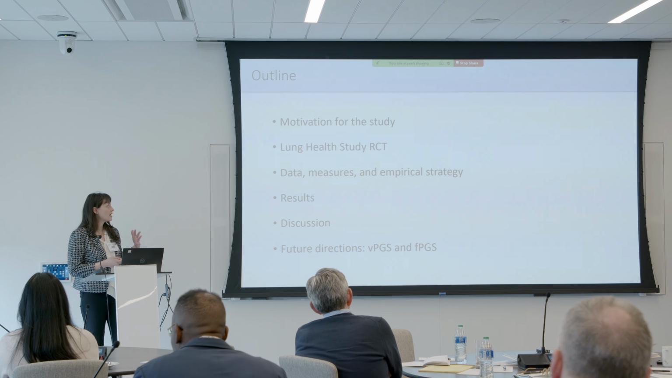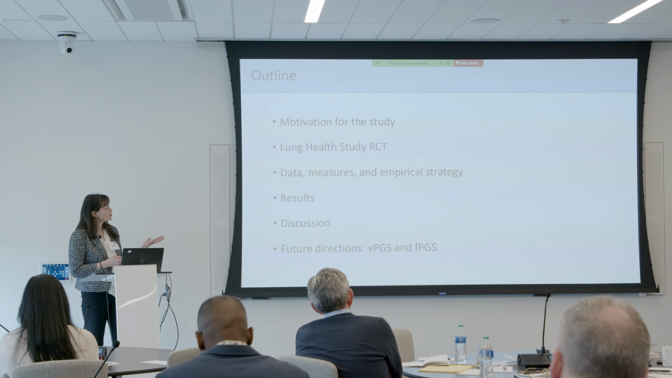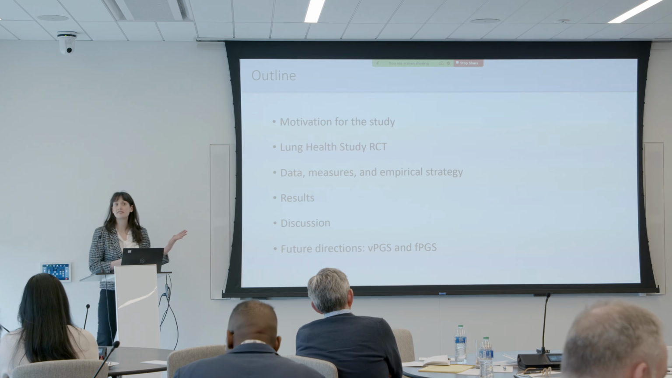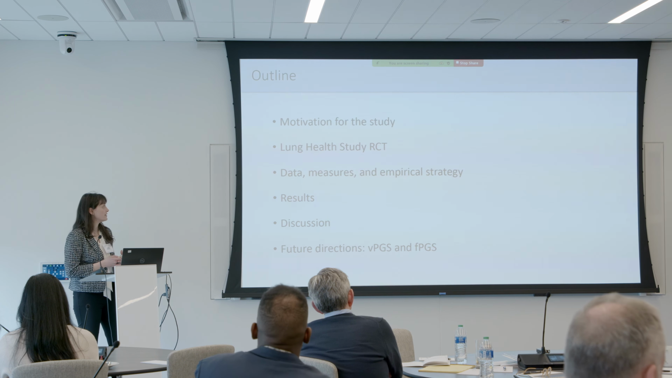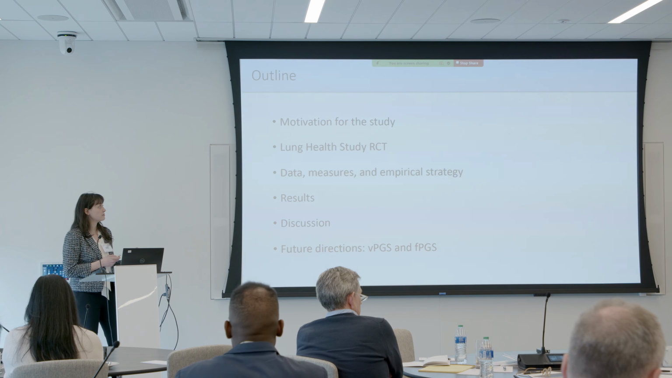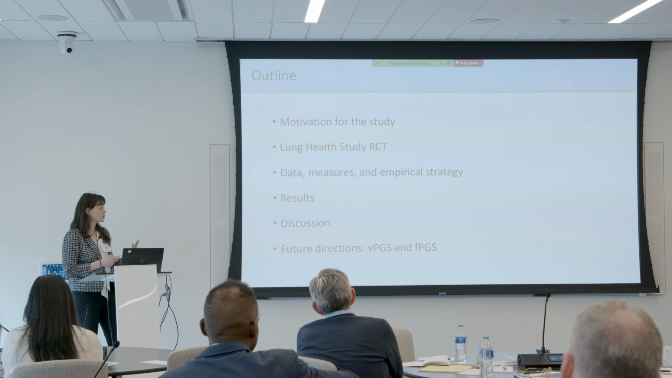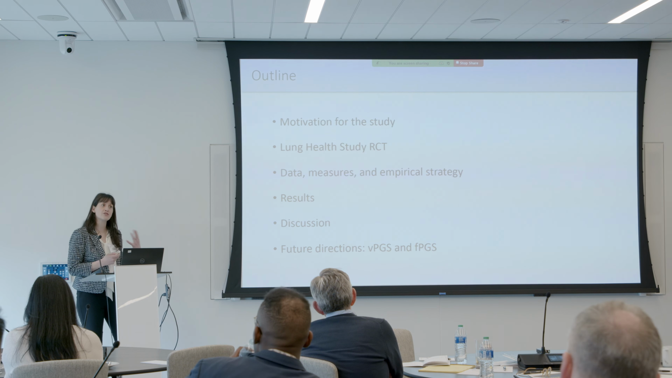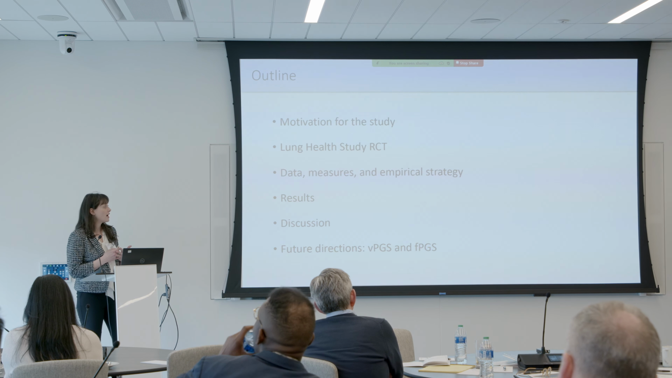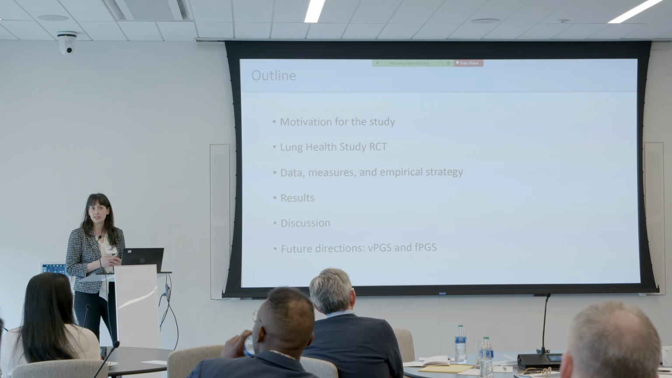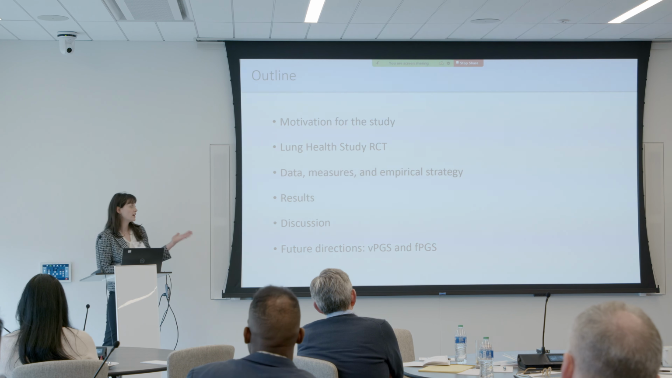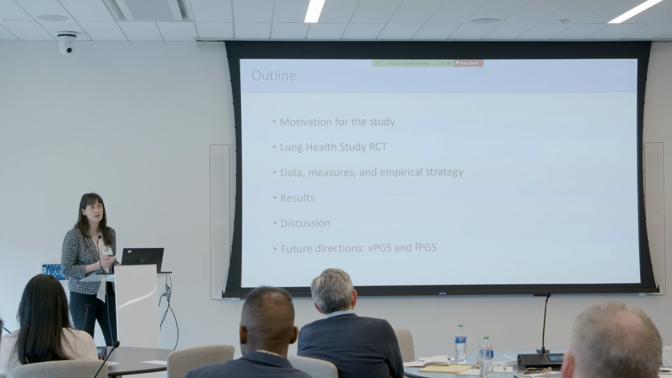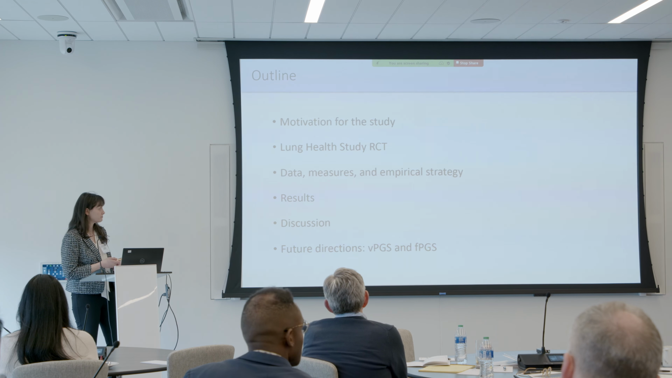All right, so typical outline, we're going to talk about motivation. Then we're going to talk about the Lung Health Study RCT that we used in this study, data, measures, empirical strategy, results, discussion. And then if we have time at the end, I have one slide on some future directions that I find particularly interesting in gene by environment interaction research, and that is the use of variance polygenic scores and functionally annotated polygenic scores.